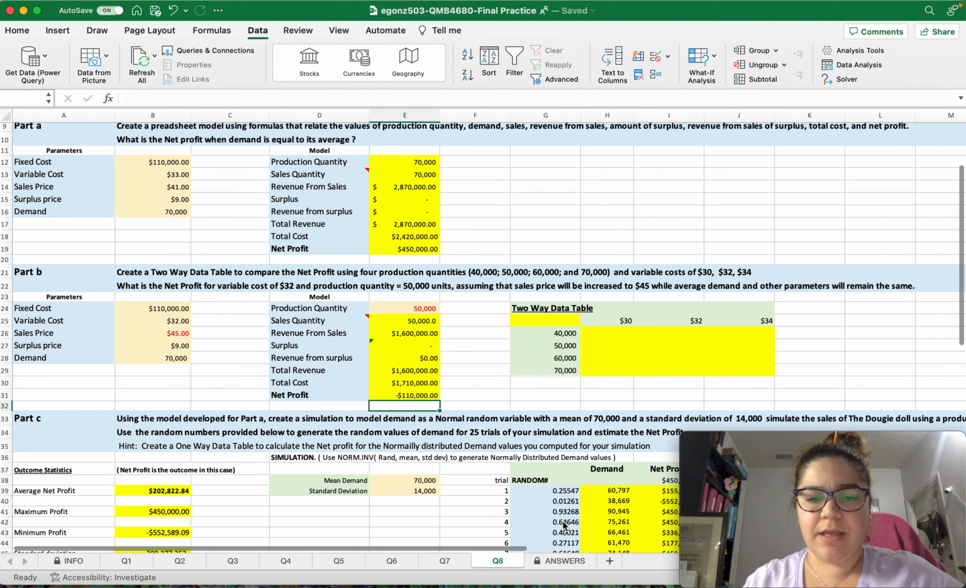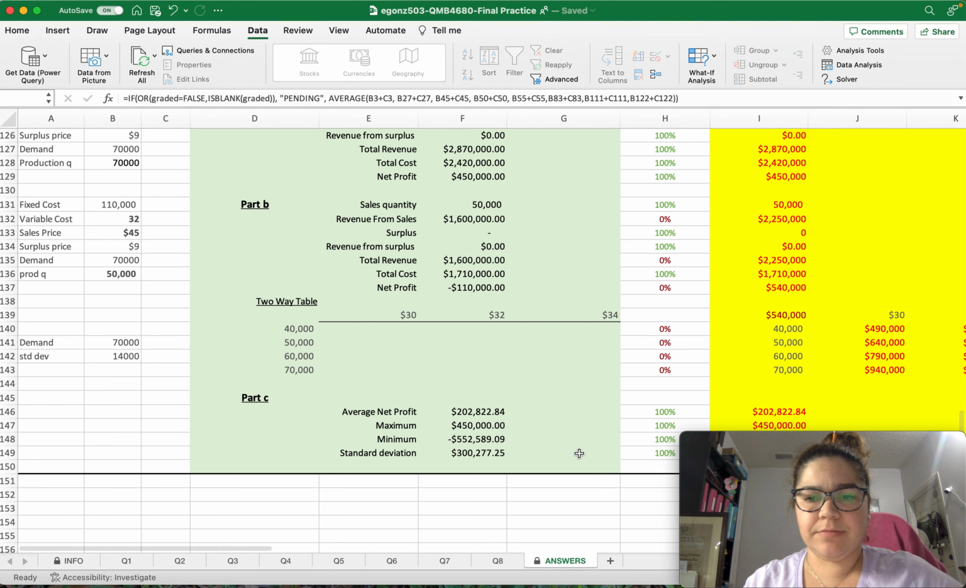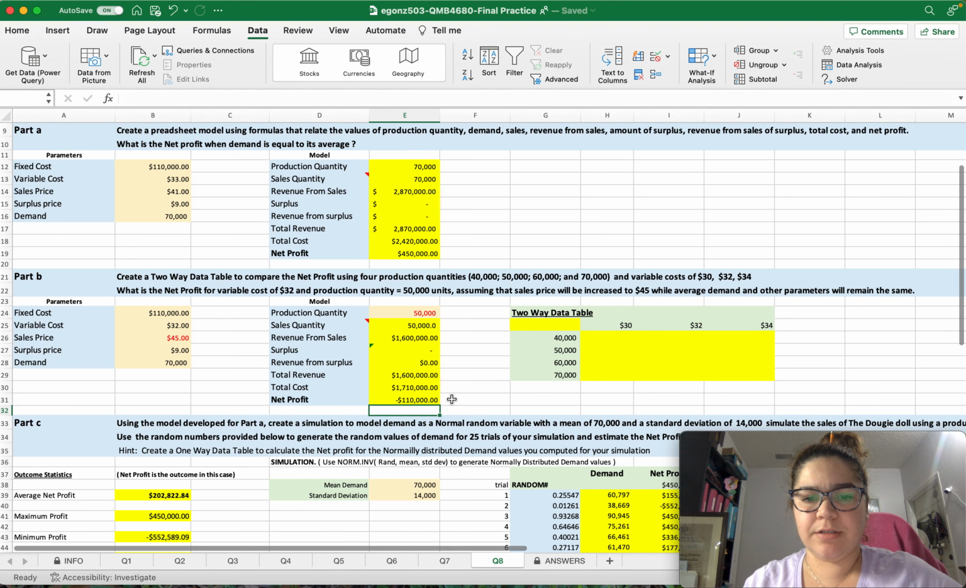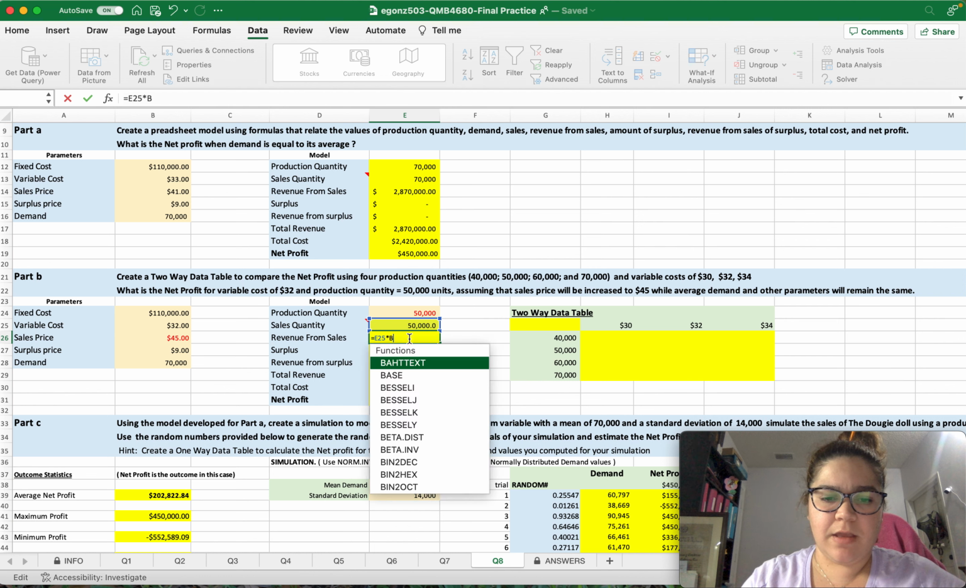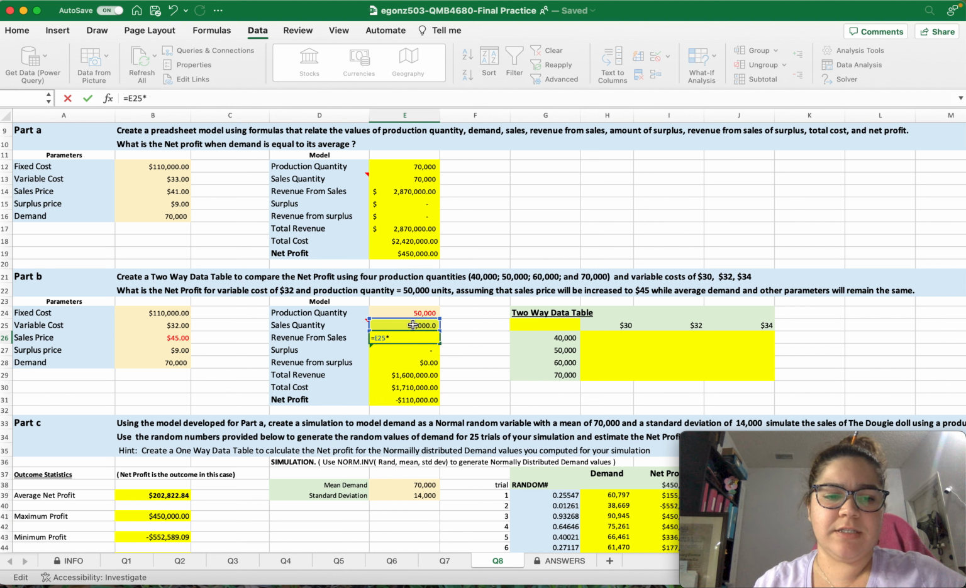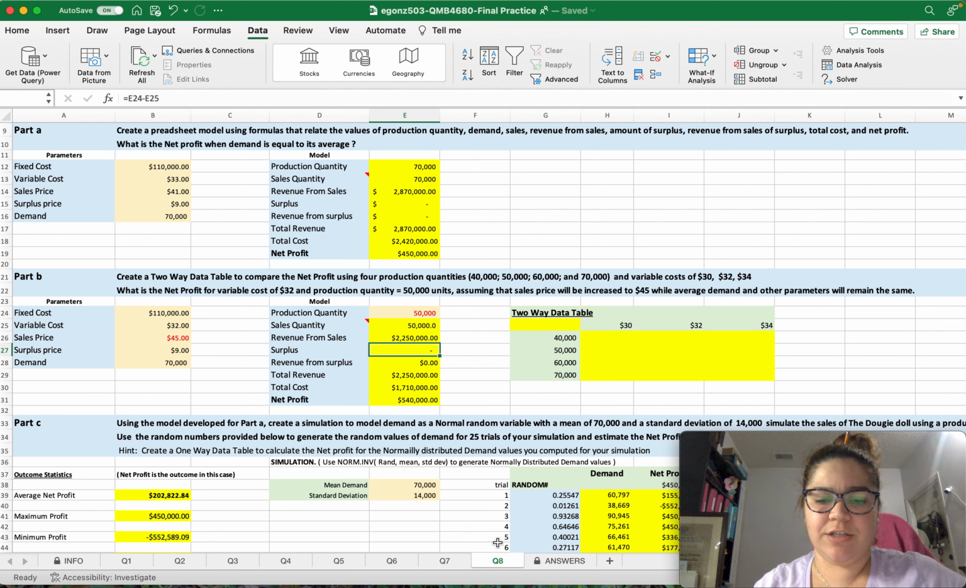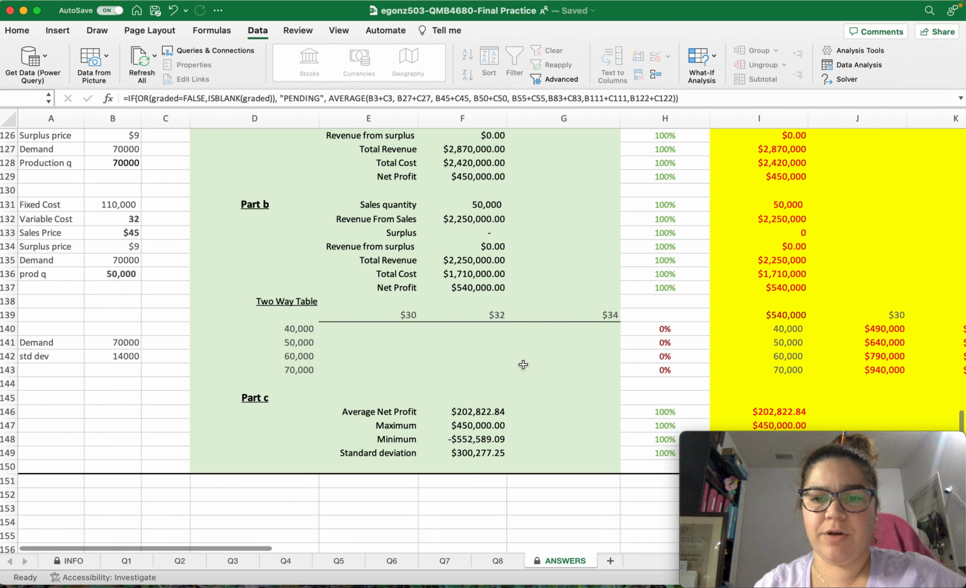Now let's look at the answers. There's something wrong in the answers. So it's 50,000, revenue from sales, obviously. Revenue from sales is the sales quantity times the sales price. So everything changed now. I think we're good. Yes, we're good. We just need the table.